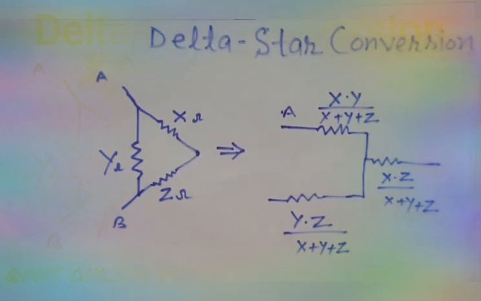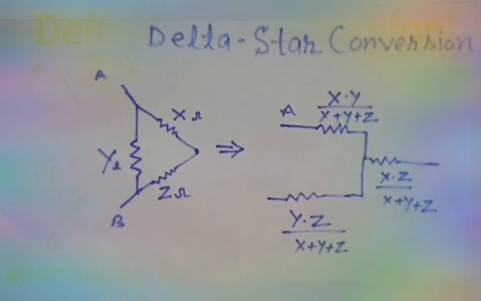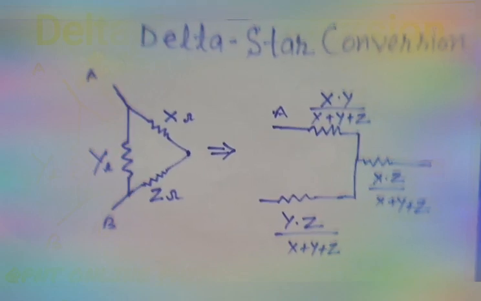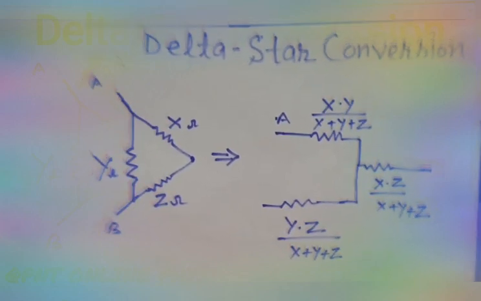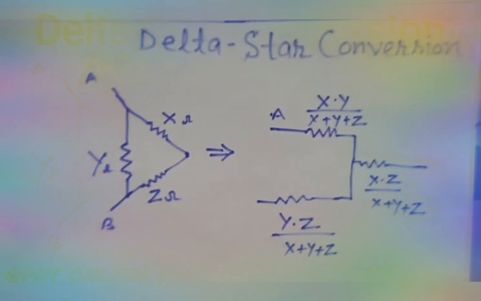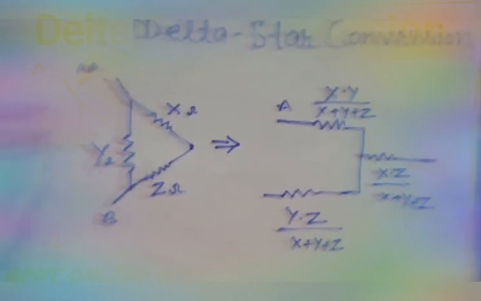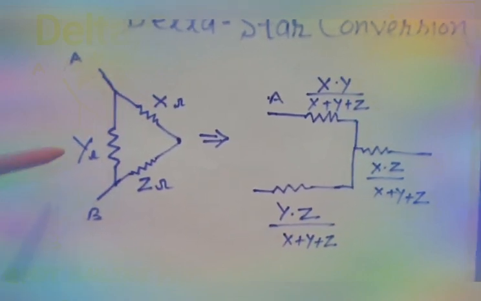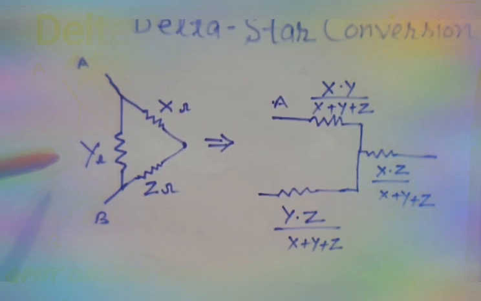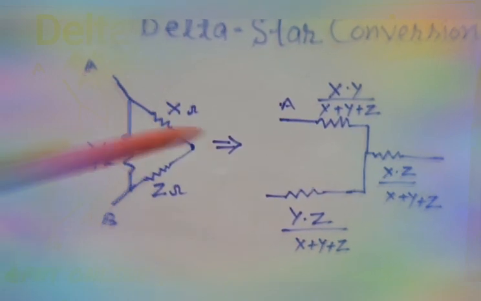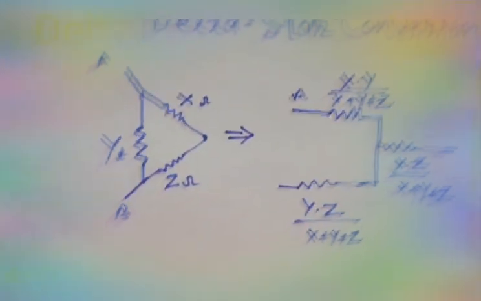Today we are here with a new video based on delta star conversion. Delta star conversion is a technique to find out the equivalent resistance in complicated circuits. Here this type of structure is called delta. This is a triangle, that's why we call it delta. Now we convert this triangle into an equivalent circuit as shown in this part, which is known as star.